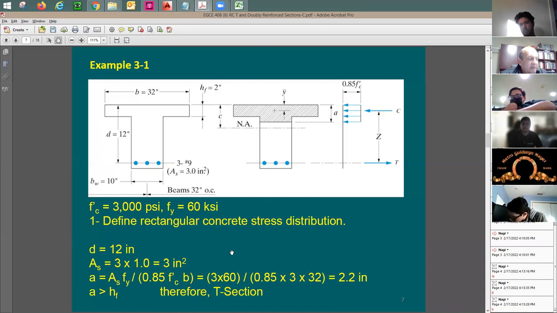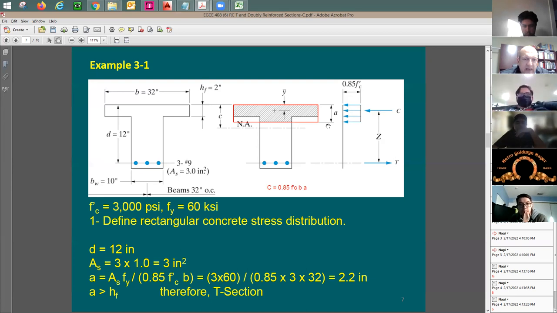So my analysis here, remember this equation. It says here 0.85 F prime C times B times A is gonna be equal to the compression force. If I may write the equation again, I'm gonna say C equals 0.85 F prime C times B times A, correct? You guys follow me? Yeah. So what does it mean by that? It means I have an assumption that this is gonna be my compression block. It's gonna be this rectangle, not this T shape. Because look at my equation, 0.85 F prime C, it's gonna be the stress value, times B, the total width, times A, compression block depth.